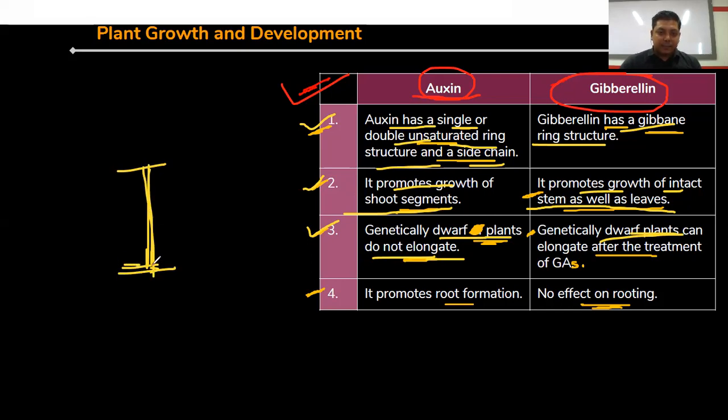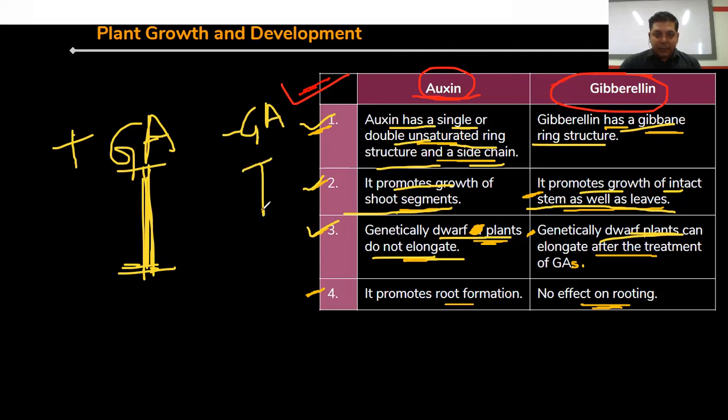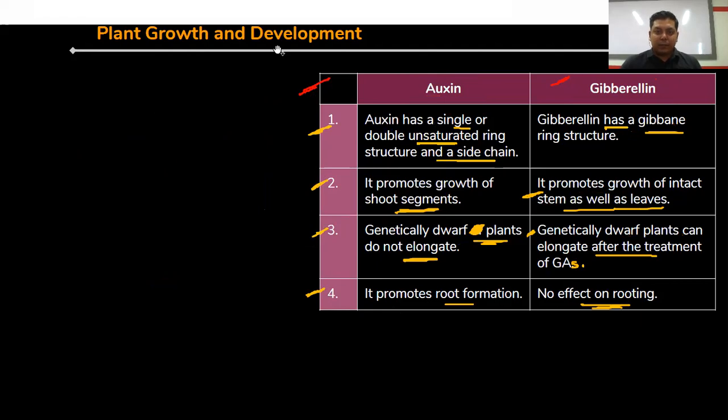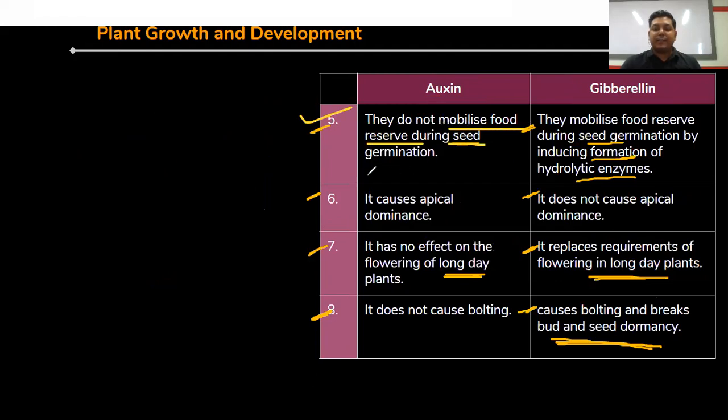The plant will be shorter in length. Suppose this is the plant in the presence of gibberellin, plus gibberellin. And suppose gibberellin is absent, then what happens? This plant will be dwarf in nature, right? Such functions are not done by auxin, because auxin is mainly involved in the apical dominance of the plant body. Auxin promotes root formation, gibberellin has no effect on rooting. Clear? So auxin mainly promotes the formation of roots, but gibberellin is not involved in promoting root function. Auxin does not mobilize food reserves during seed germination.